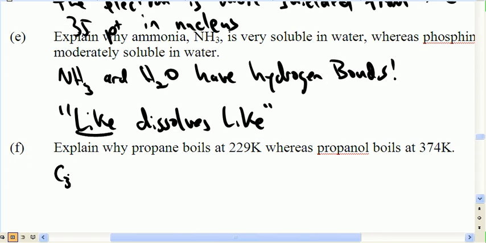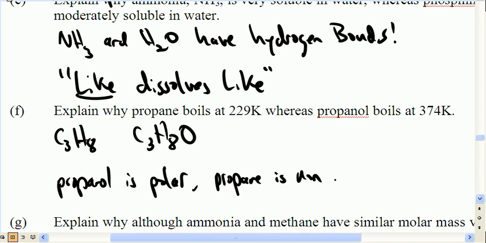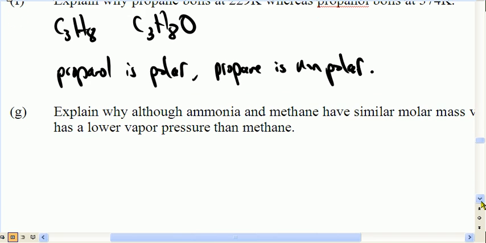Propane, which is C3H8, has a lower boiling point than propanol, which is C3H8O. So if you do out the Lewis structures on that, propanol is polar, propane is non-polar. Okay, it's basically a simple answer. The propane has London interactions. Propanol, depending on how you draw it, either has hydrogen bonding or dipole-dipole, both leading to a higher boiling point and lower vapor pressure for propanol.